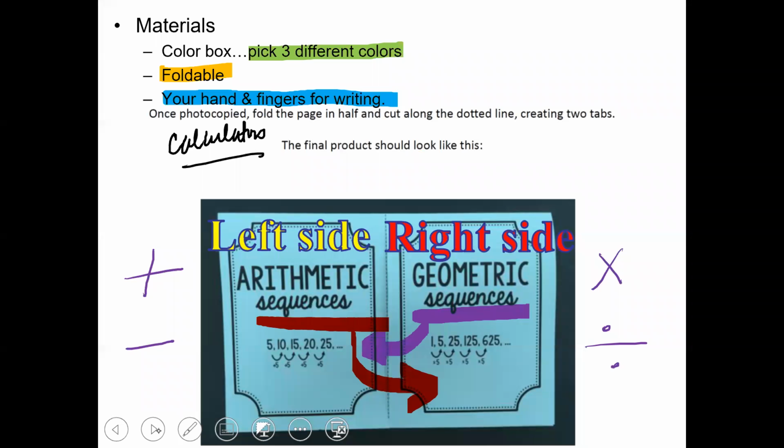All right, so what you're going to do is take a look at the left side of the foldable and the right side of the foldable. On the left side is going to be arithmetic sequencing. Arithmetic is going to be on plus and minus. On the right side, it's geometric, which is going to be on multiply and divide.